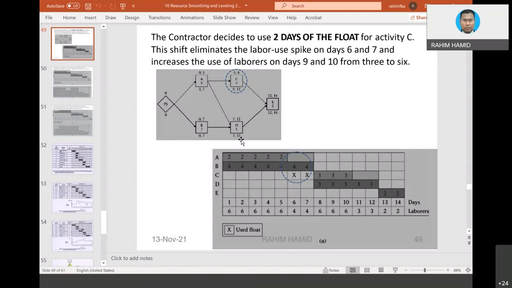Sebab tadi C total float dia ialah 4. Sekarang ni A dah guna additional 2. Maksudnya you nampak tak balance dia? Balance dia hanya 2 lagi. Original dia 4, tapi bila dia dah push tadi, dia hanya balance ada 2 lagi. Macam tu lah konsep tu. Okay. Faham. Alright. Okay, terima kasih.